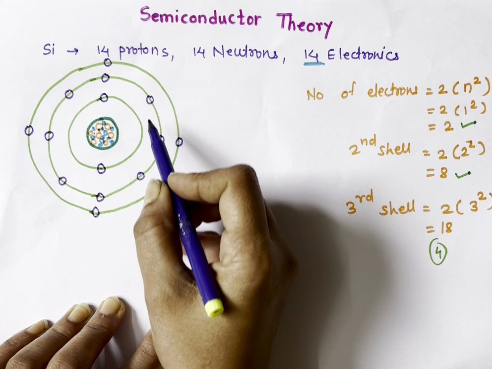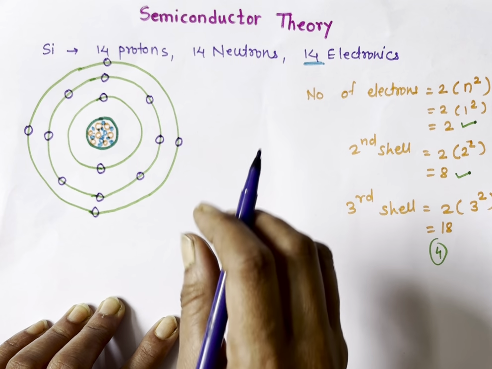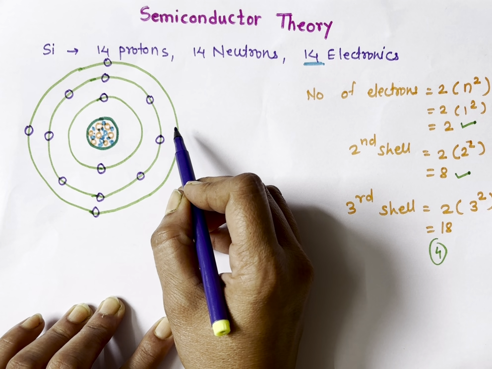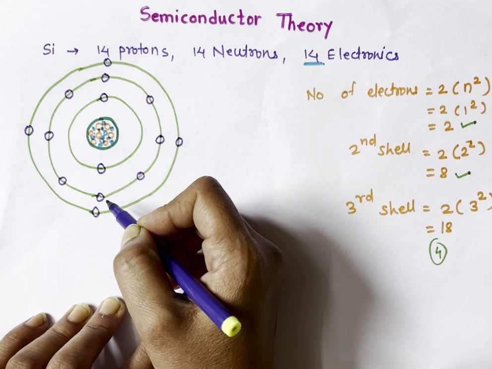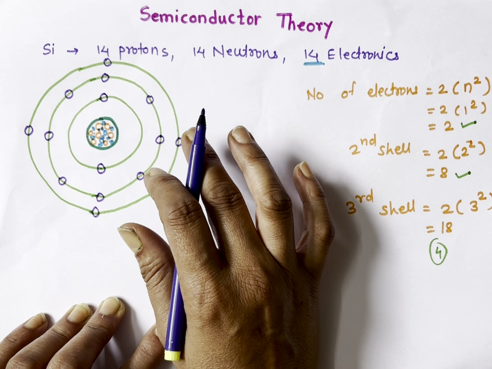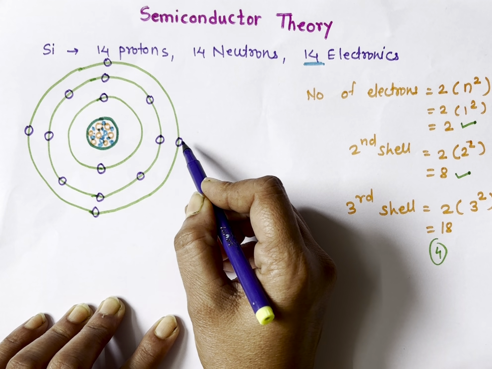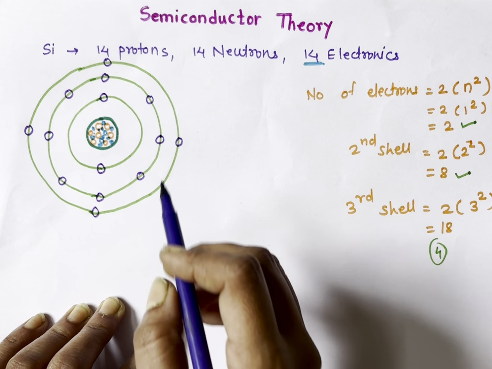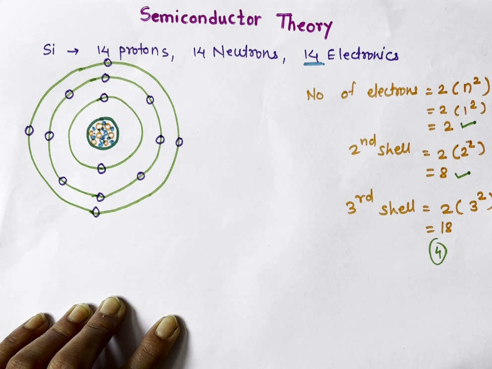Here, electrons closer to the nucleus are tightly bound and have low energy, whereas electrons farther away are loosely bound and they have higher energy. So, in semiconductors like silicon, the outermost shell is called the valence shell and it has 4 electrons. These valence electrons play the key role in conductivity.